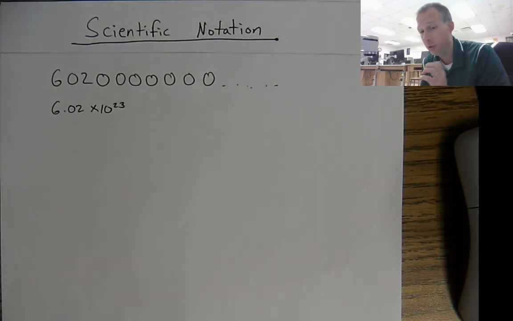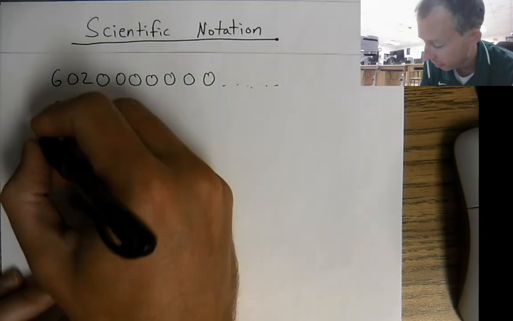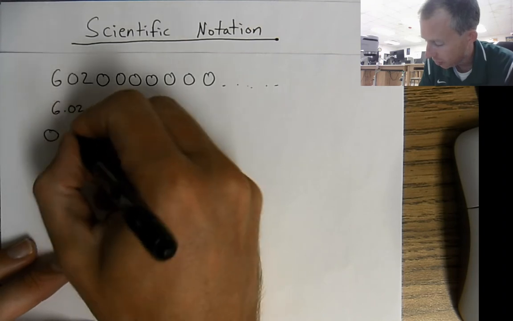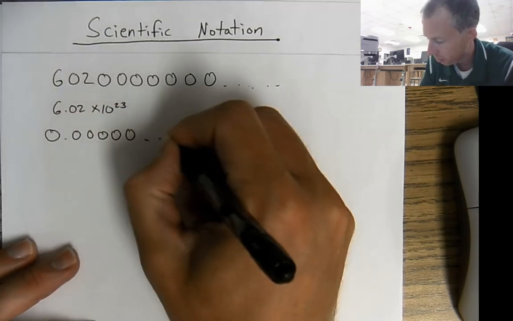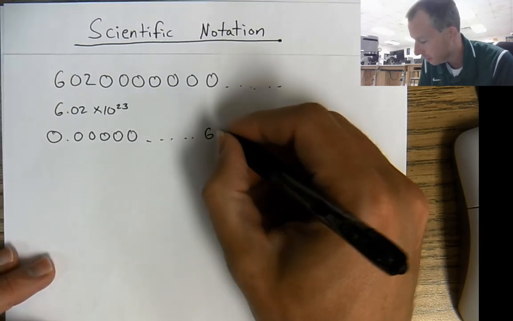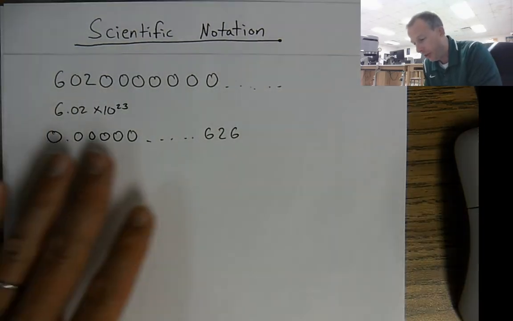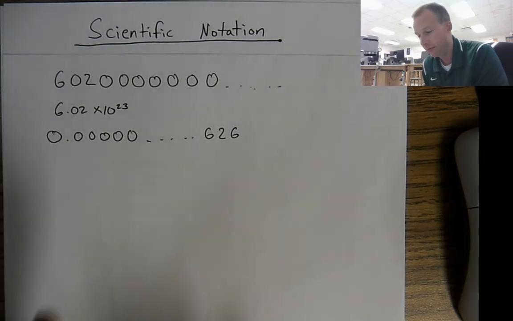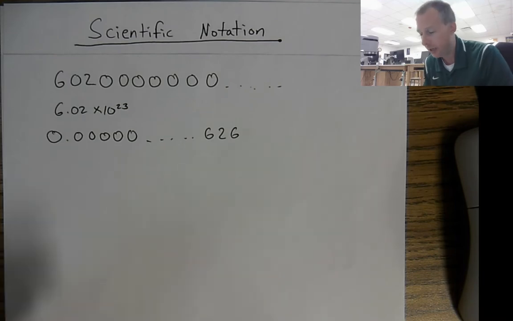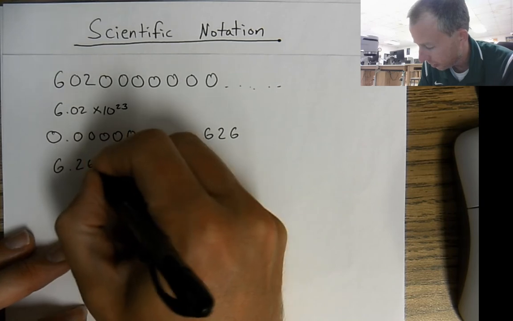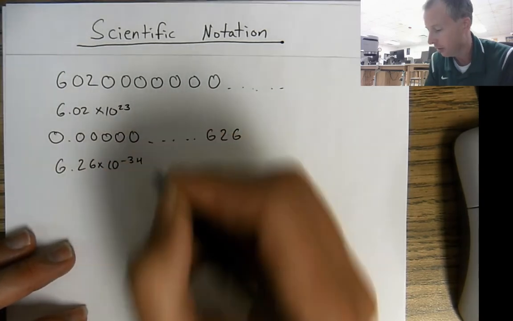At the same time, there are some really, really small numbers that we have in chemistry. Again, I'm not going to write out 34 zeros, but imagine that you had 0.00000 and so on, so there's 34 zeros and then 626 or 624 or any incredibly small number. Instead, we just write it as 6.26 times 10 to the negative 34th.